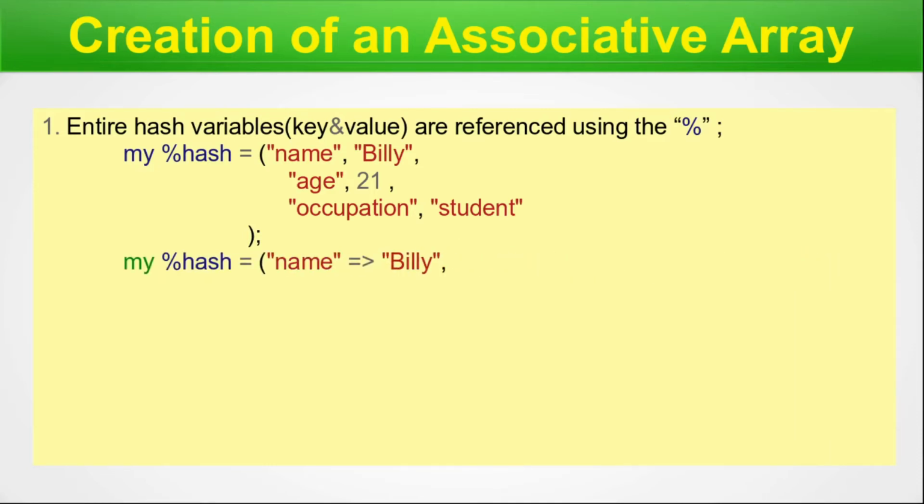Similarly, another syntax we can use here is my percent hash, then name, then we use the mapping symbol, that is equal to and then a right arrow. So this is a mapping symbol. Name is the key and Billy is the value, the mapped value. So name arrow Billy, and then age arrow 21, then occupation arrow student, and we close the hash. So this is another way to create the hash at once.